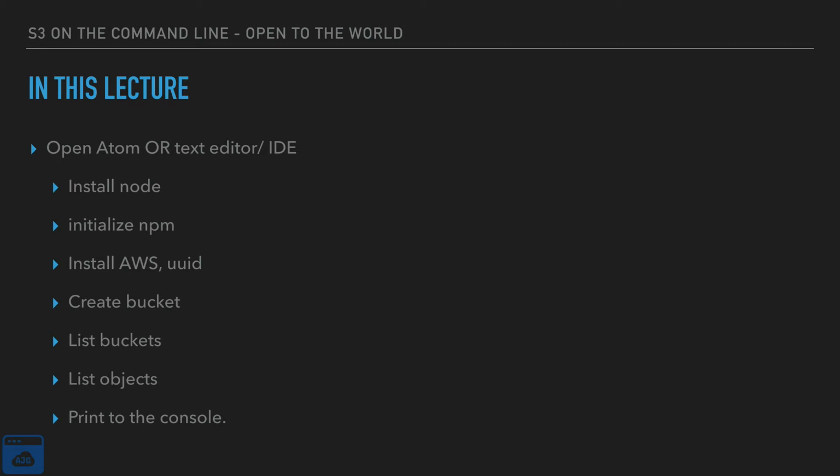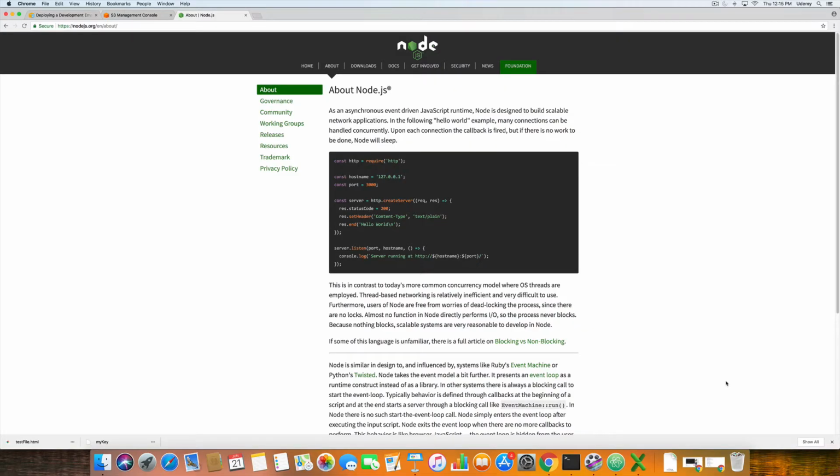Today we are going to do a few different things. We're going to install Atom, which we talked about in the last lecture. We need to install Node, and then initialize npm, install AWS, and then we can actually get into creating different buckets and listing buckets and creating options. So let's get started.